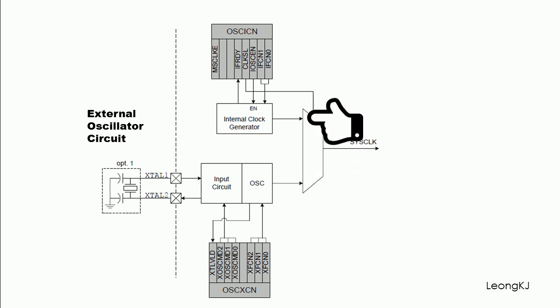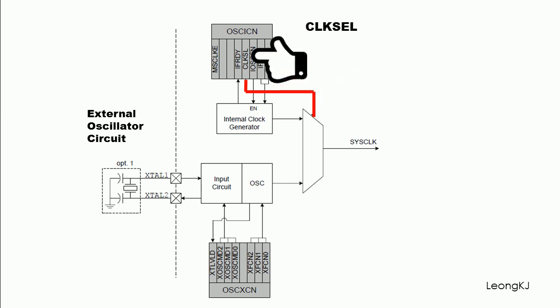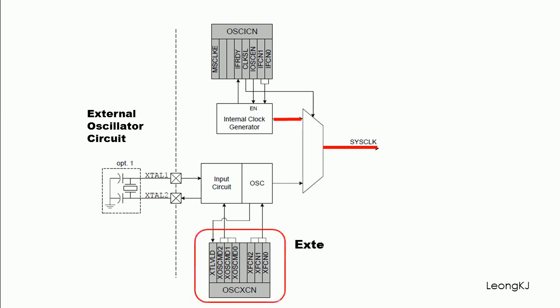The selection is done through this signal, which is controlled by the clock select bit in the internal oscillator control register. After reset, the internal oscillator is selected for the system clock. To set up the microcontroller to use the external oscillator, the external oscillator register needs to be configured.